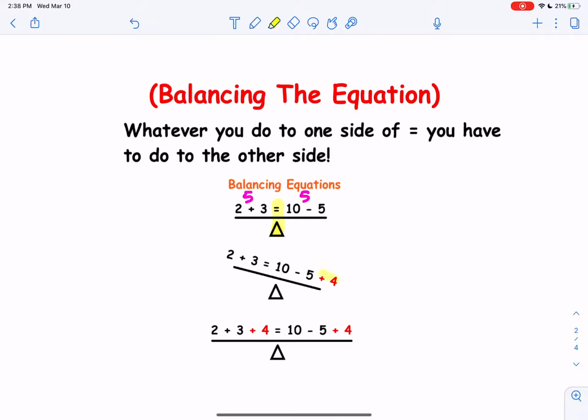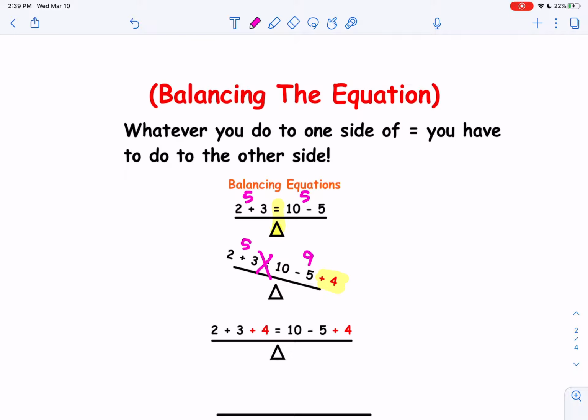But if I were to add, subtract, multiply, do something like that to one side of the equation, all of a sudden it's no longer in balance. In this example, the left-hand side is still 5, but now the right-hand side, because I added a 4, becomes a 9. And 5 does not equal 9. Doesn't work, doesn't make sense. So this is the importance of balancing equations.